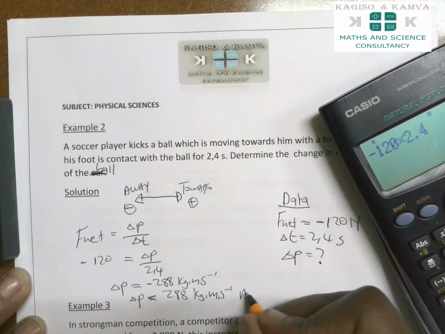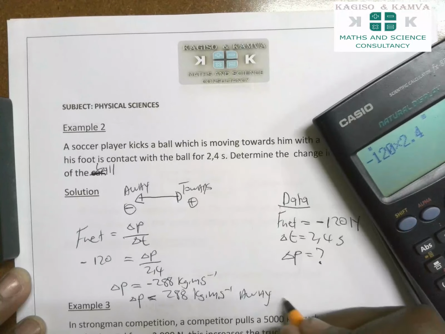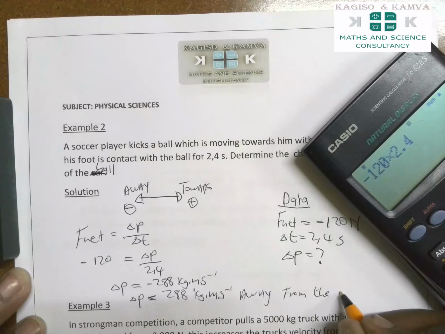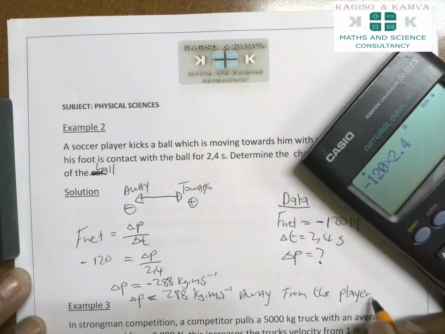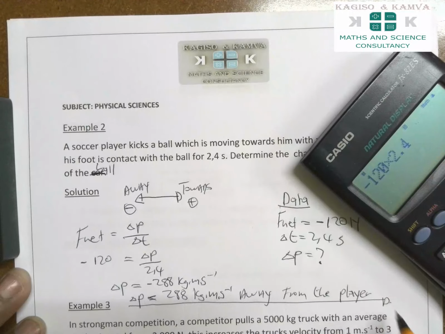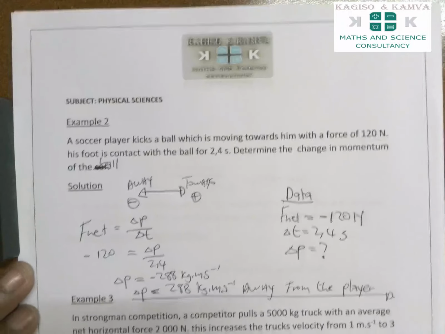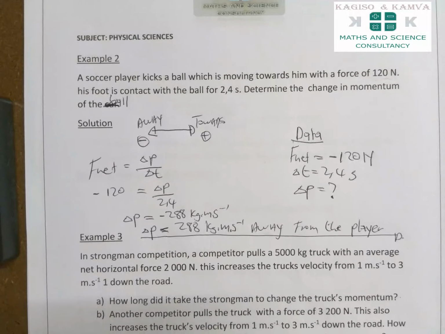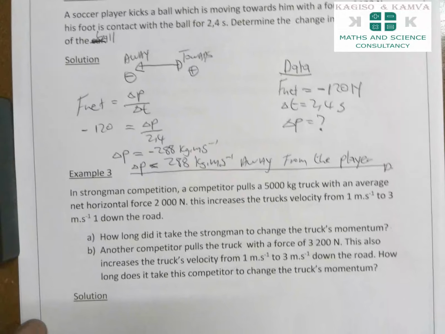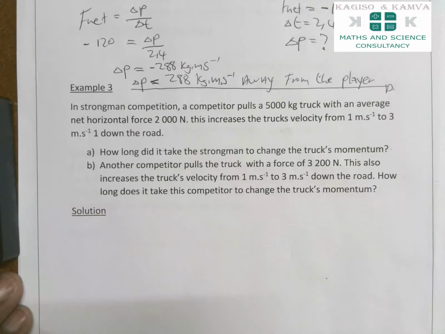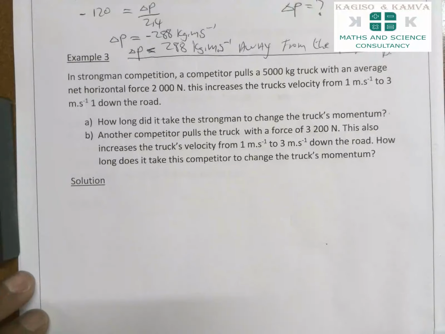So the change in momentum is 288 kg meter per second away from the player. Away from the player. Now let us check example 3.